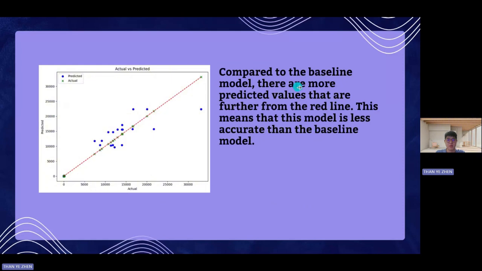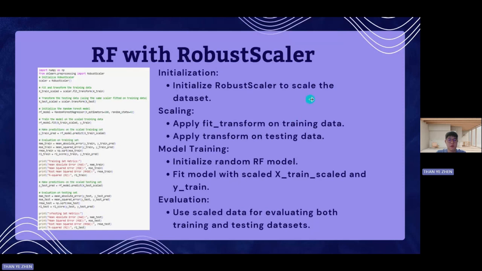Compared to the baseline model, there are more predicted values that are further from the red line. This means that this model is less accurate than the baseline model. Now, this is the random forest with robust scaler.